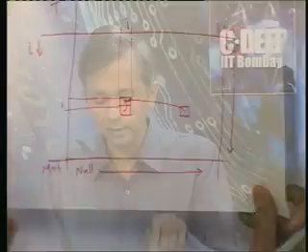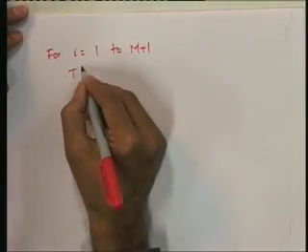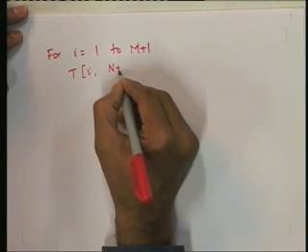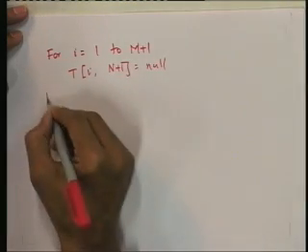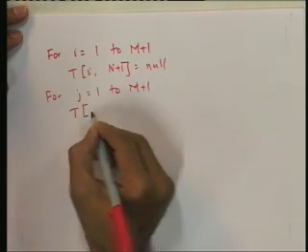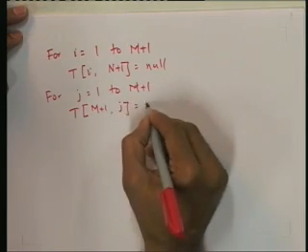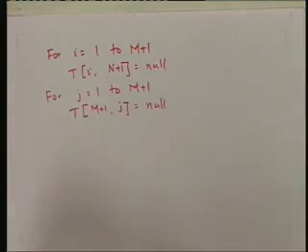So, I just want to tell you what the code is going to look like. First I want to make sure that these two things are properly set. That will be done by saying for i equal to 1 to m plus 1, T of (i, n+1) is equal to null, and for j equal to 1 to n plus 1, T of (m+1, j) is equal to null. That just sets the bottom row and the right hand side column to null.